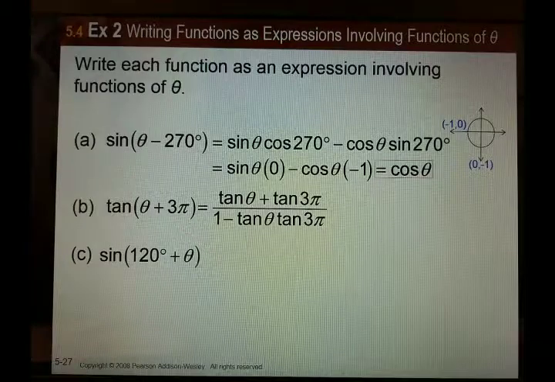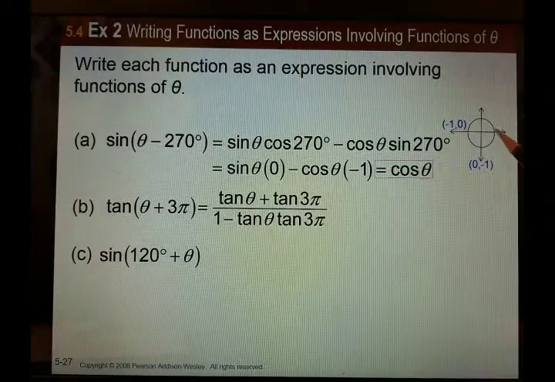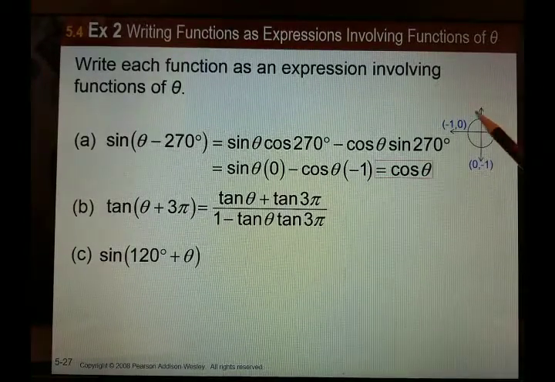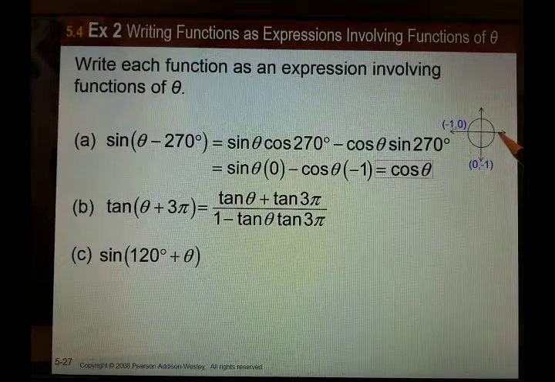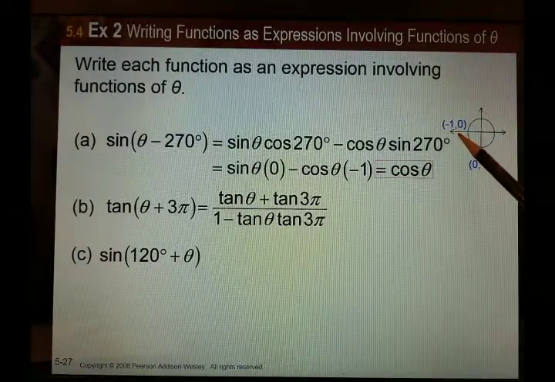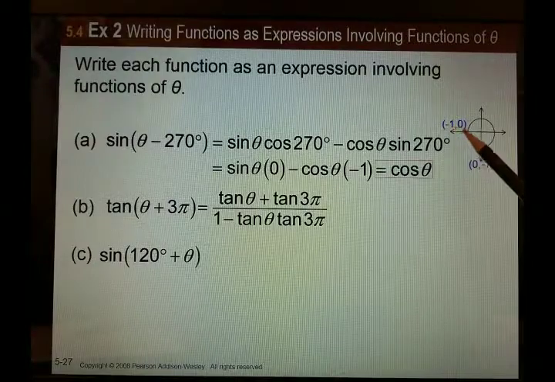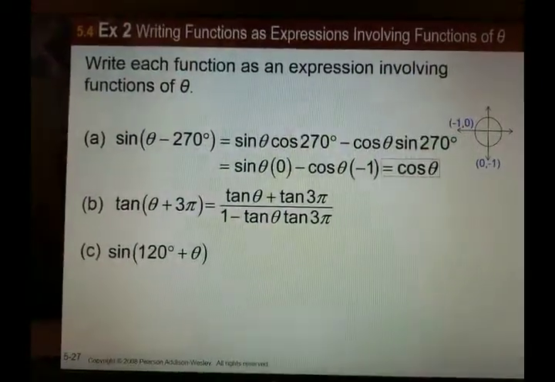3 pi. Let's talk about where we get 3 pi from. If I start here at 0 radians, go around, there's 1 pi, 2 pi, 3 pi. So I'm going to stop right there and use the point negative 1, 0. So one more time, how did I get 3 pi?